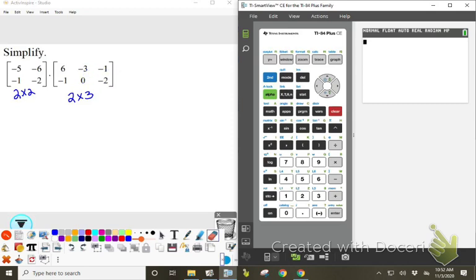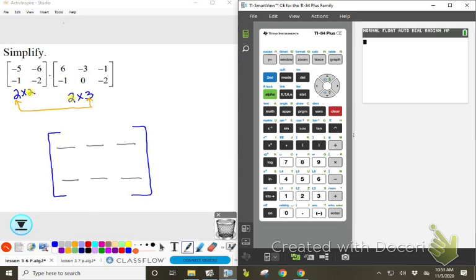Rows and then columns. Okay, and then you need to determine if you can multiply. Remember, these 2 numbers need to match. Let me make that larger. Those 2 numbers need to match, and if they do, then this is the size of the answer. It's going to be a 2 by 3 matrix. 2 by 3 means 2 rows and 3 columns. Okay. Now we need to go type that into the calculator, multiply those 2 matrices.